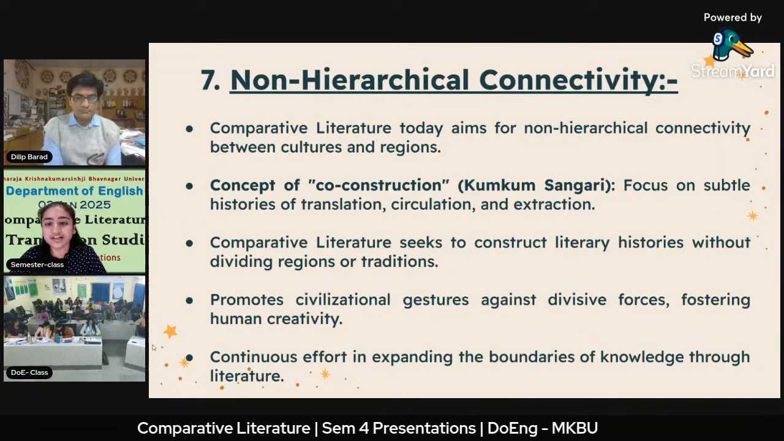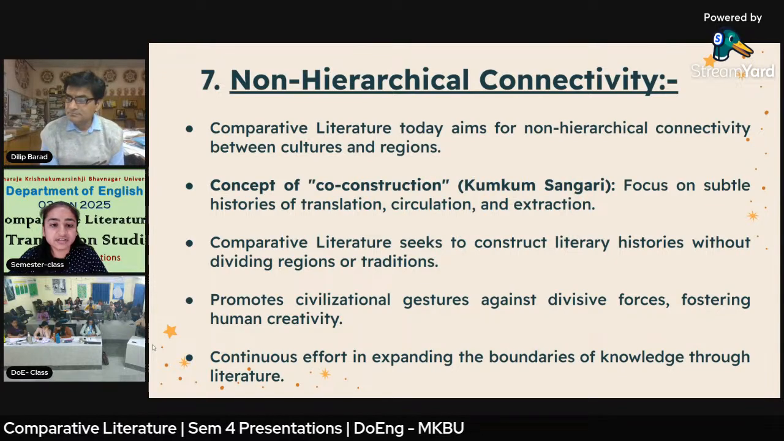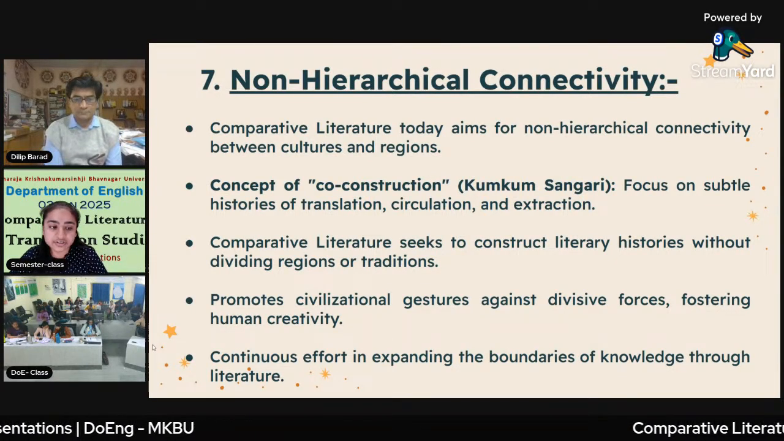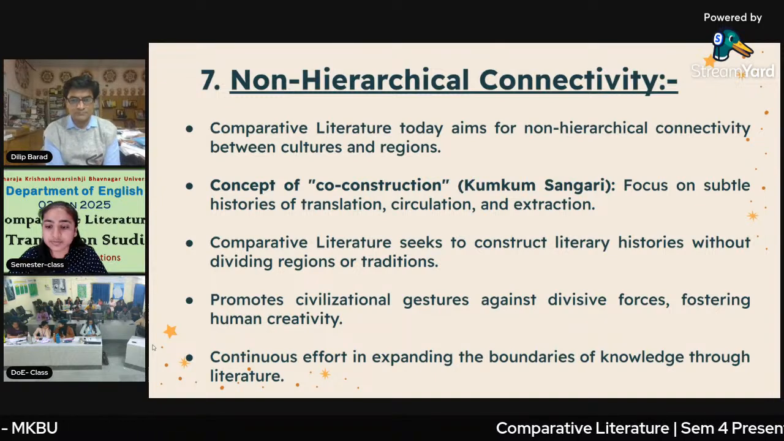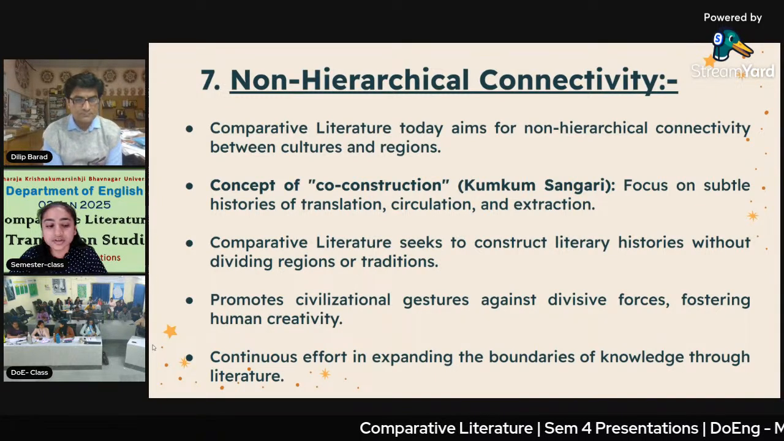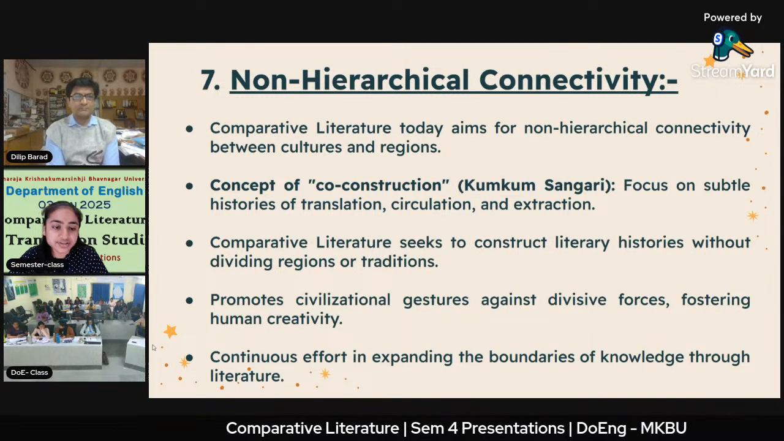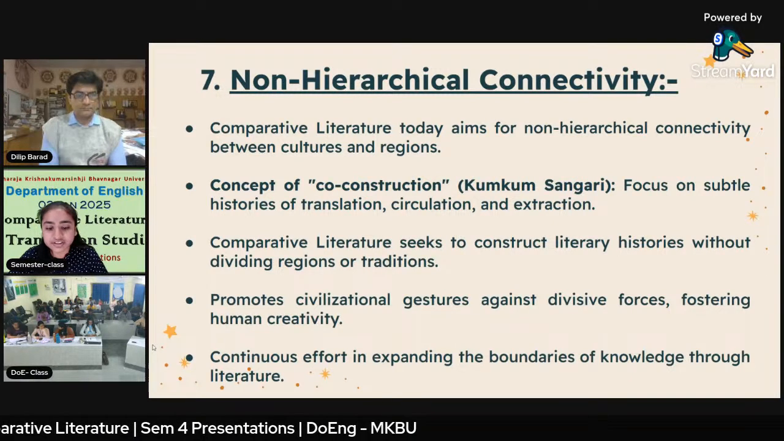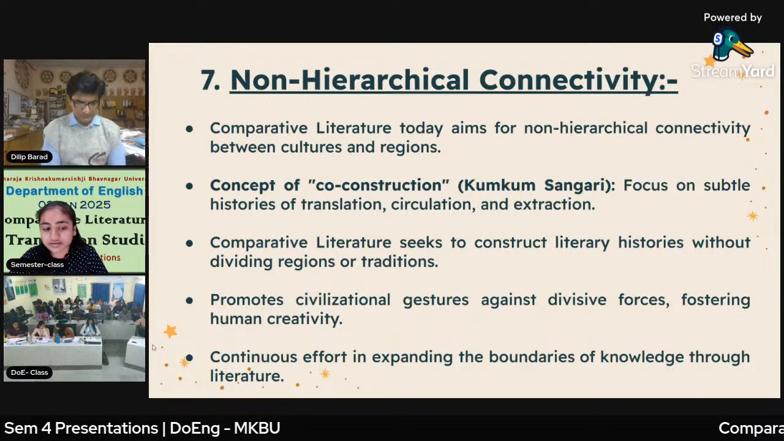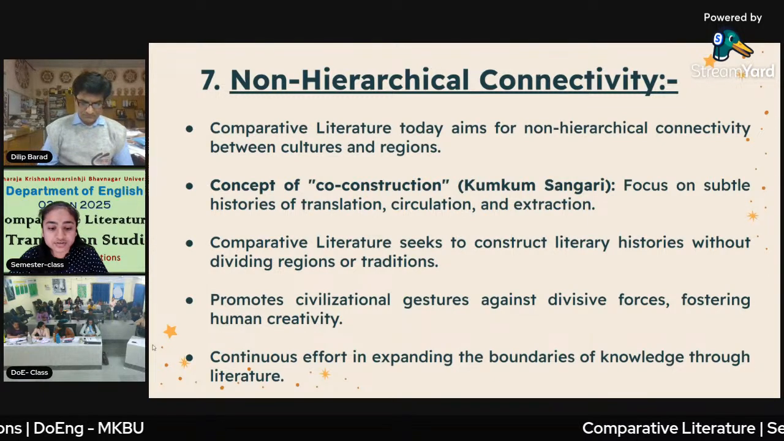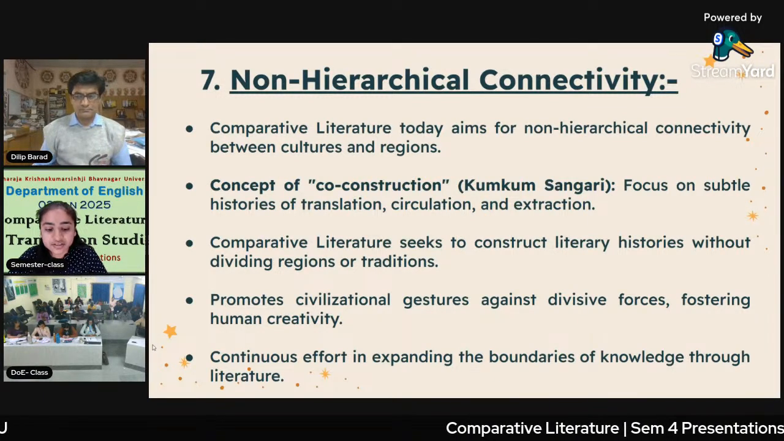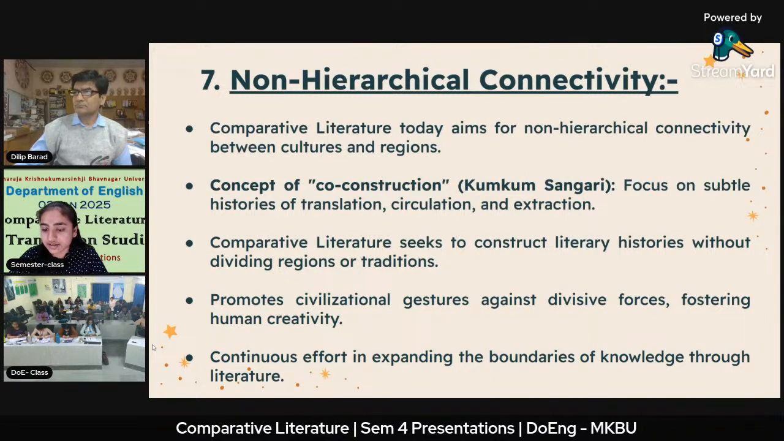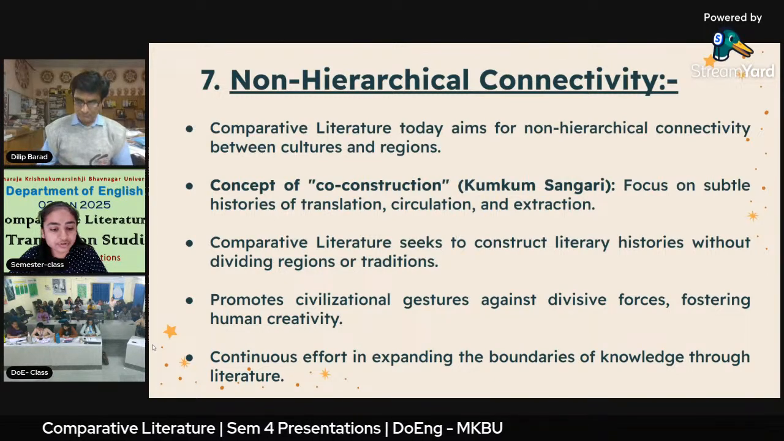Seventh one is non-hierarchical connectivity. Comparative literature today aims for non-hierarchical connectivity between cultures and regions. Concept of co-construction by Kumkum Sangari: she focuses on subtle histories of translation, circulation, and extraction. Comparative literature seeks to construct literary histories without dividing regions or traditions, promotes civilizational gestures against divisive forces, fostering human creativity.